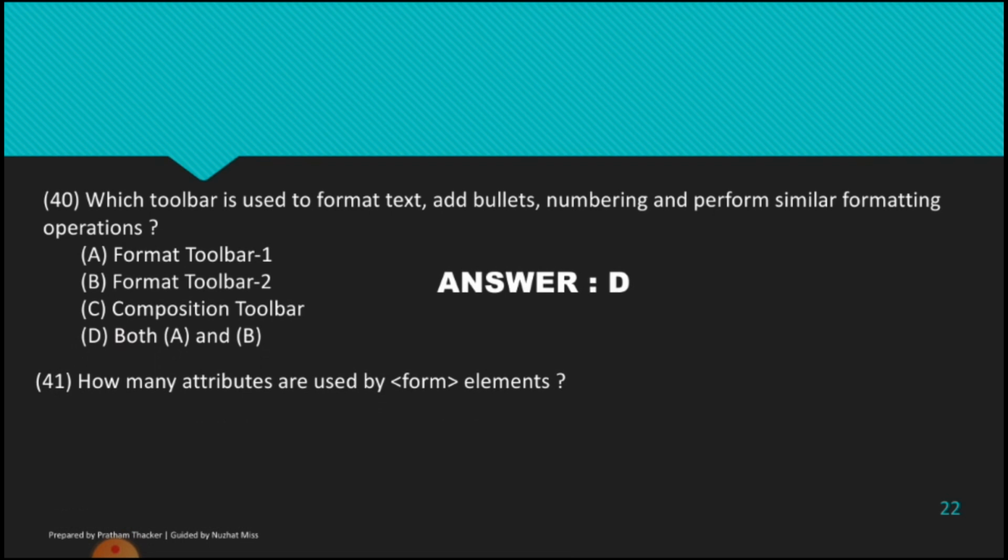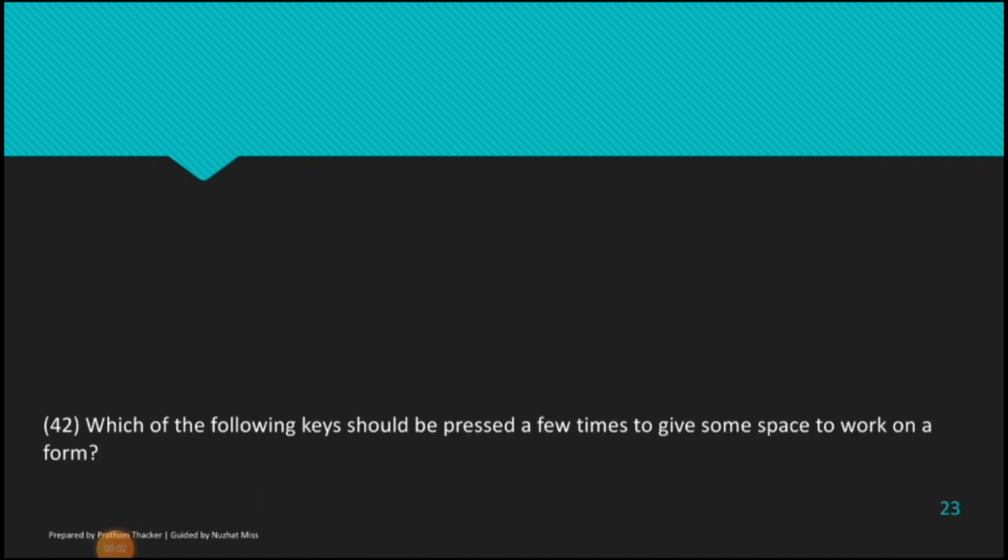Question number 41. How many attributes are used by form elements? Option A 2, option B 3, option C 4, or option D 5. Answer is option A 2.